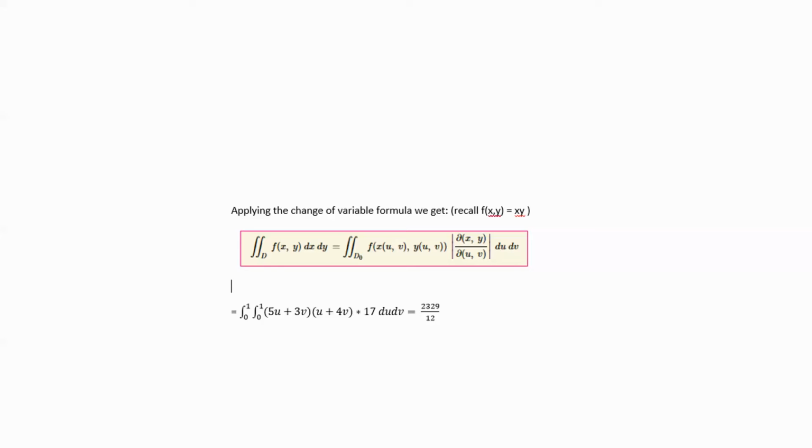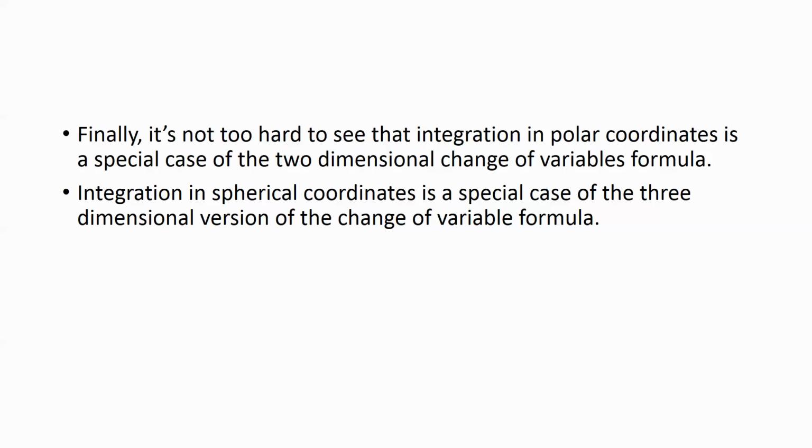Before we close this example, one quick note. It's not too hard to see that integration in polar coordinates is really just a special case of the two-dimensional change of variables formula, and integration in spherical coordinates is a special case of the three-dimensional version of the change of variables formula. So we haven't spent a lot of time on change of variables, but hopefully another example is useful.